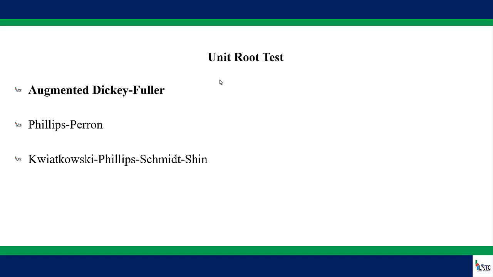We have different tests to perform or to check whether a variable is stationary or not. One is augmented Dickey-Fuller, followed by Phillips-Perron, followed by the Kwiatkowski-Phillips-Schmidt-Shin test, and we have Ng-Perron and some other ones as well. Also, we have done a video on how to check for unit root.